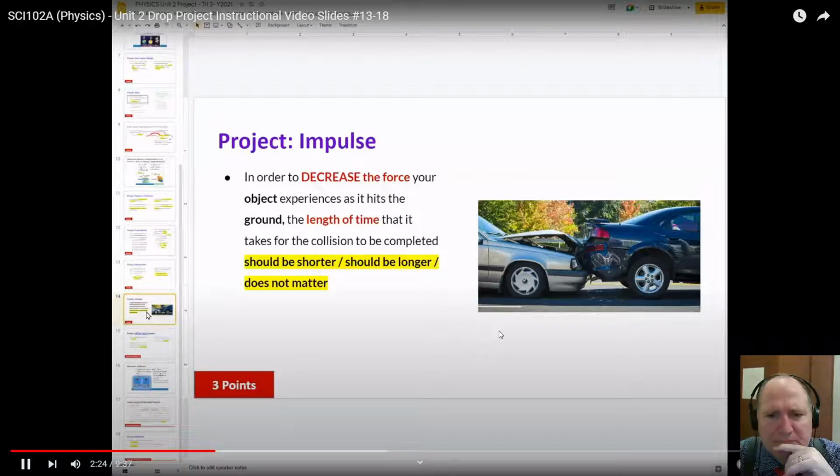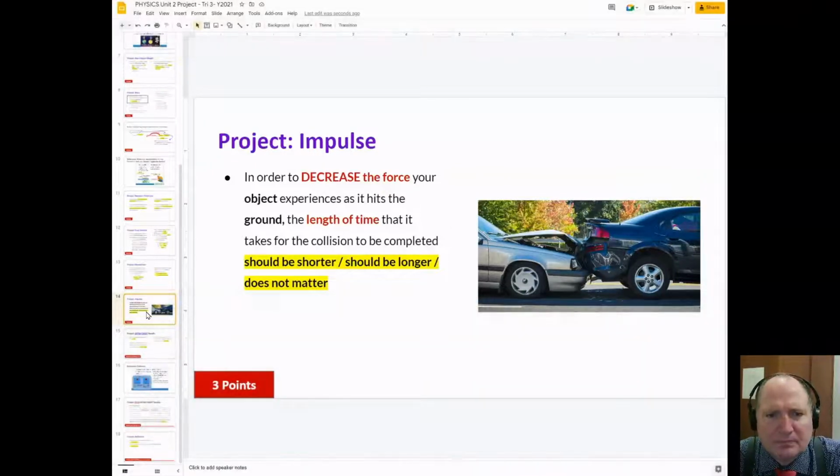That somebody might have. That is why our cars are made now with so many bells and whistles, like automatic braking and all of these other things. What we're trying to do is increase that time. That time should be longer to happen before impact. Older cars would not have that, and we would have much more force on impact.